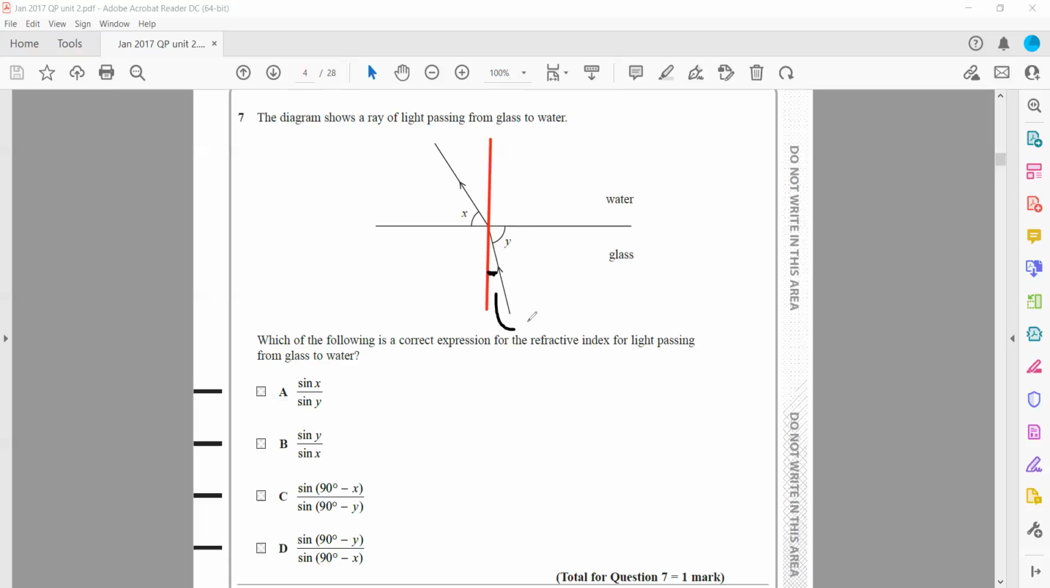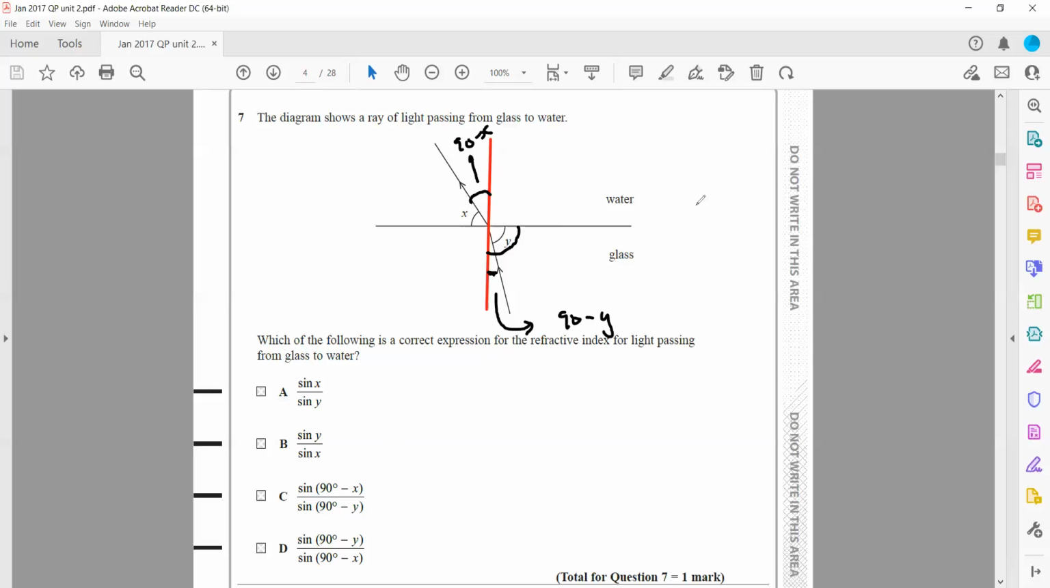This will be 90 minus y. The total is 90, and if we subtract y, the angle of incidence is 90 minus y. And what about the angle of refraction? Again, the angle between the normal and the surface is 90, and this part is x, so it will be 90 minus x. So the angles will be 90 minus y and 90 minus x. Then, as they mention in the question, it is traveling from glass to water.